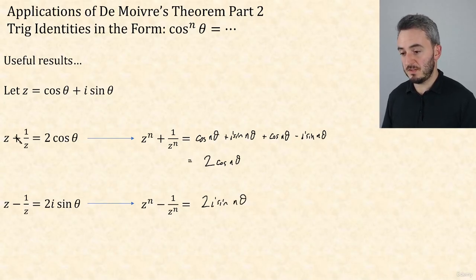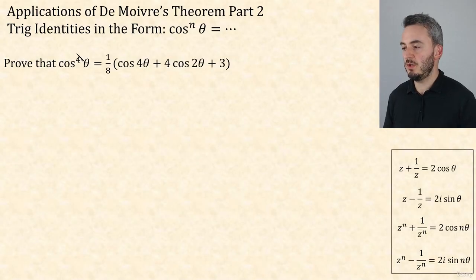So this gives us these really useful results. This is usually the one we're using. This is just the special case where the power is 1. But z to the n plus 1 over z to the n is 2 cos n theta, and z to the n minus 1 over z to the n is 2i sine n theta. Let's see now how we can use that.